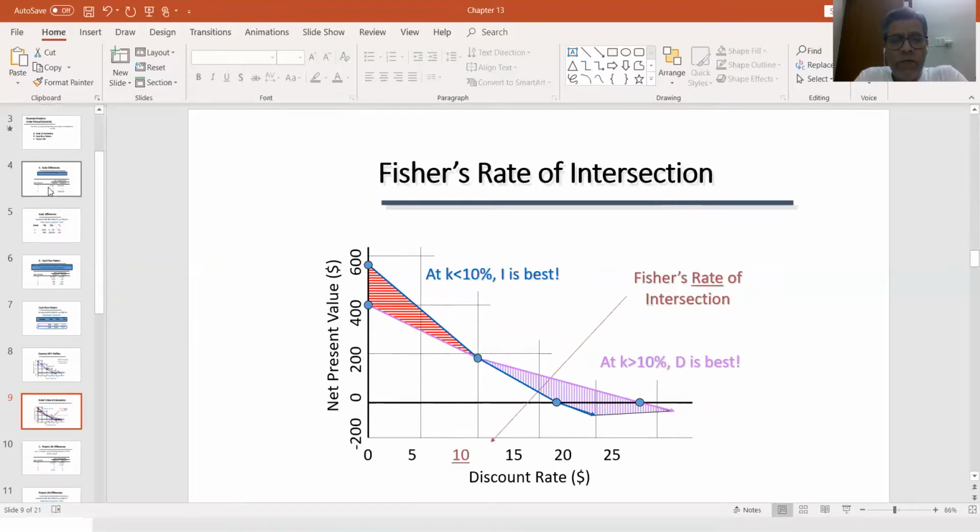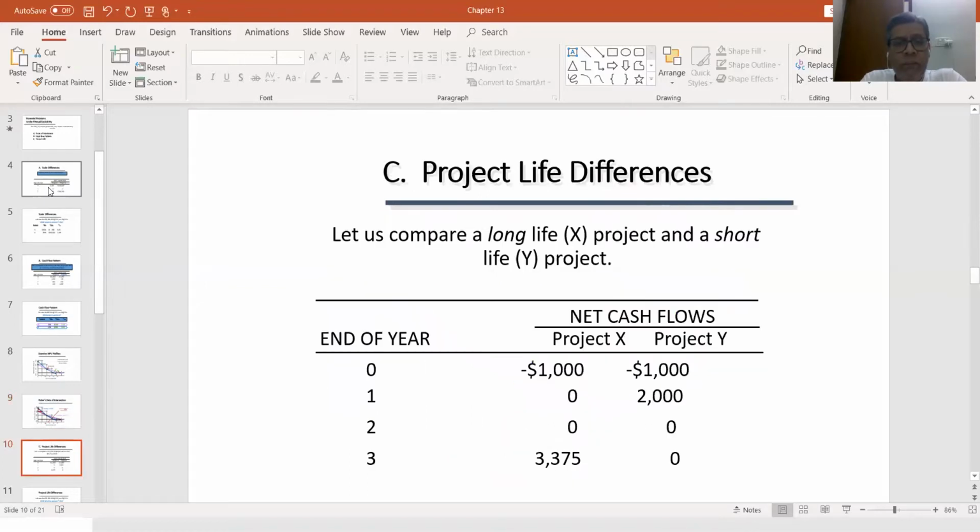And if we look at the Fisher rate of intersection, this point of NPV, where the point actually intersects both projects. So if K, the rate of return, is less than 10%, I is the best. If the return is higher, project D is the best. So it means that both the projects are classified on the basis of their cash flow. So if the return would be lesser than 10%, project I is appropriate, whereas otherwise D is the better project.